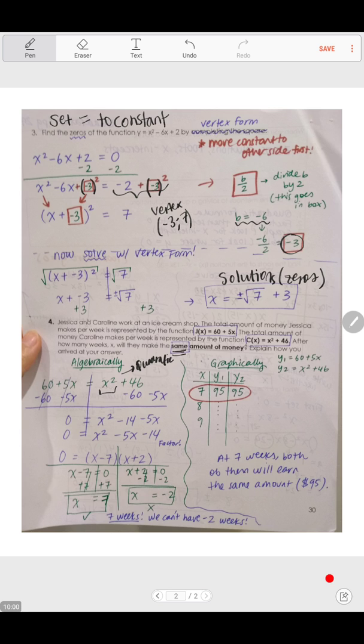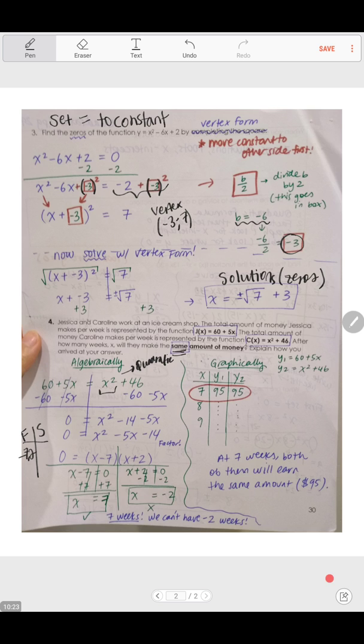I factored it. Two numbers that multiply to negative 14 and add up to negative 5 are, in this case, negative 7 and 2. So I went ahead and took that shortcut and wrote x minus 7 times x plus 2 is equal to 0. Set each piece equal to 0, and I got x equals 7 and x equals negative 2 as my solutions.